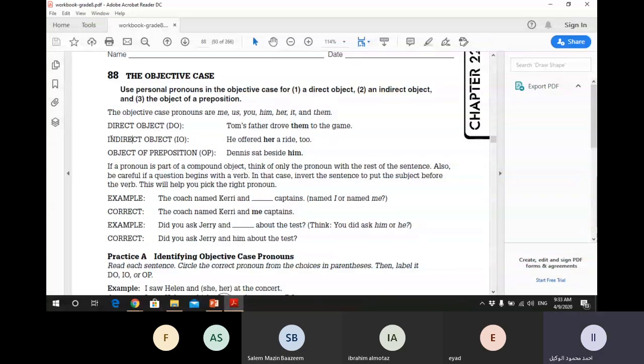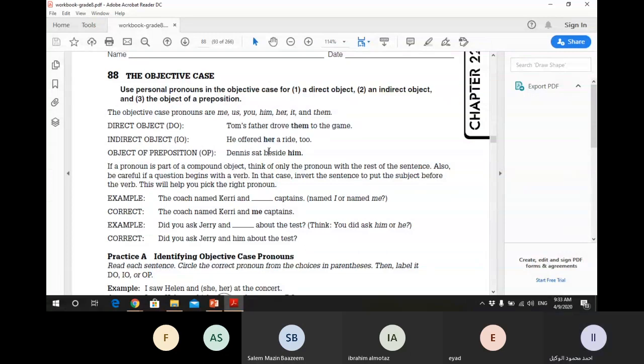The indirect object, right? And remember that the indirect object doesn't complete the sentence. You need the direct object to give you the full meaning, all the full information. He offered her a ride. Two, he offered Alice a ride. So we remove Alice and put her.